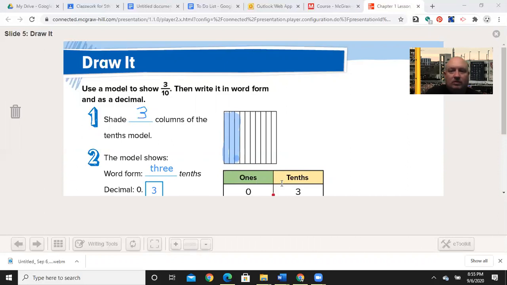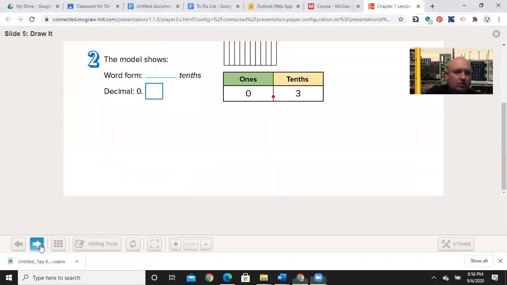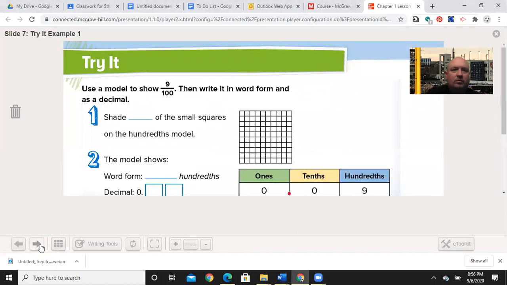So you can see the place value chart. There's my decimal point. It's a decimal because there is a digit to the right of the decimal point. You can also see what it looks like. So 3/10, would that be less than, greater than, or equal to a half? Well, a half would be right about here. So it's less than a half. Again, it's read as 3/10, 0.3. And now let's move on.